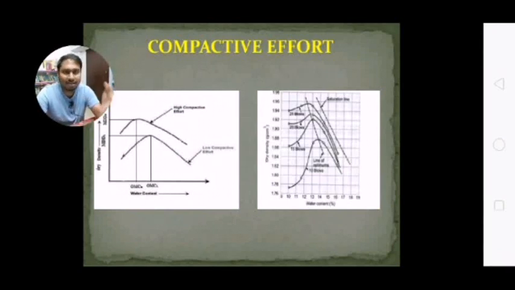Now from the right-hand side graph we can see different compaction efforts, like if we change the number of blows, then corresponding to the different number of blows we get different densities. So we understand this factor: the amount of compaction has an immense effect on the maximum dry density of the soil.